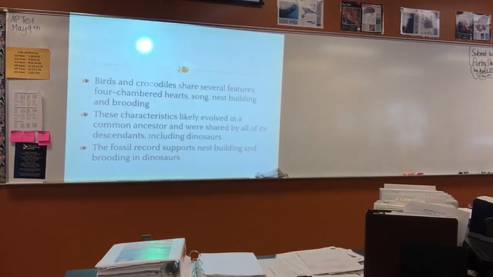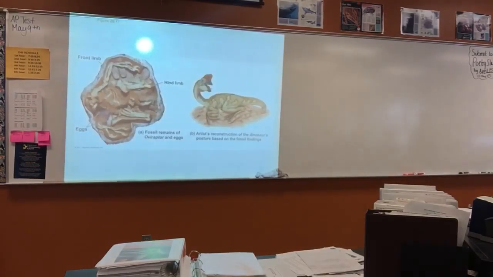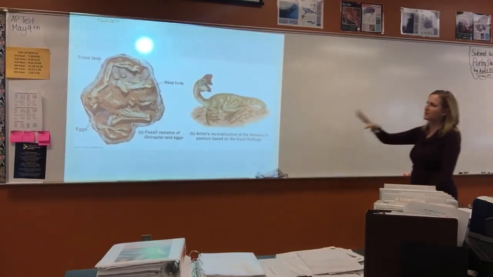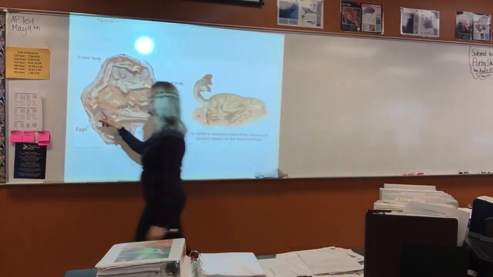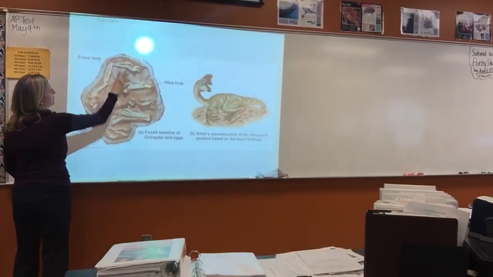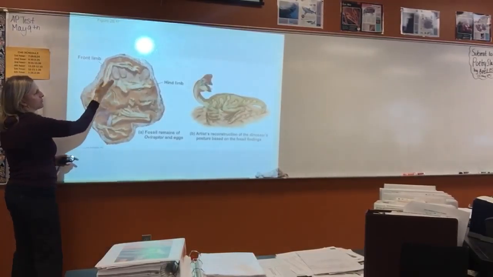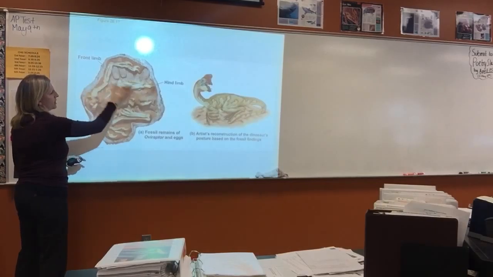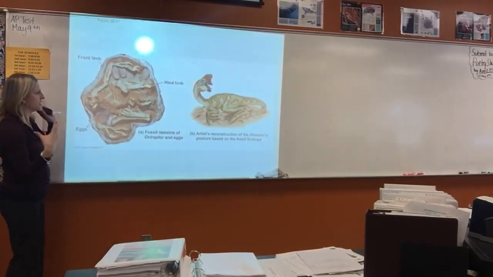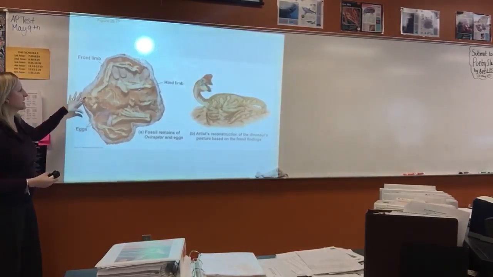So the fossil record supports nest building and brooding in dinosaurs. They found in certain species of dinosaurs fossils that show nesting and brooding. And so this is a picture of one particular fossil. The picture is on the left, so this is the actual fossil. Here are eggs, right here, some more eggs here. And then these are fossilized bones of the front and behind limbs of the larger parent dinosaur.